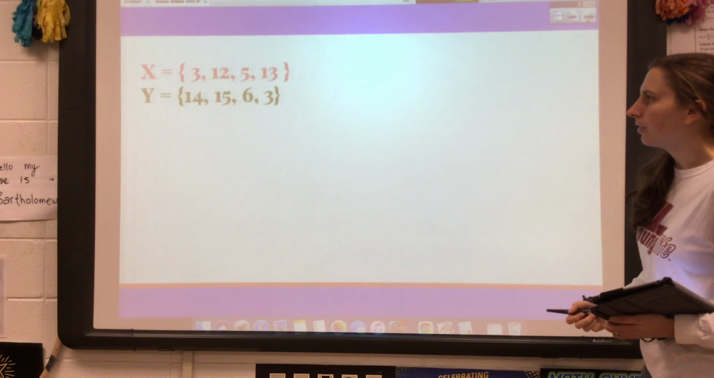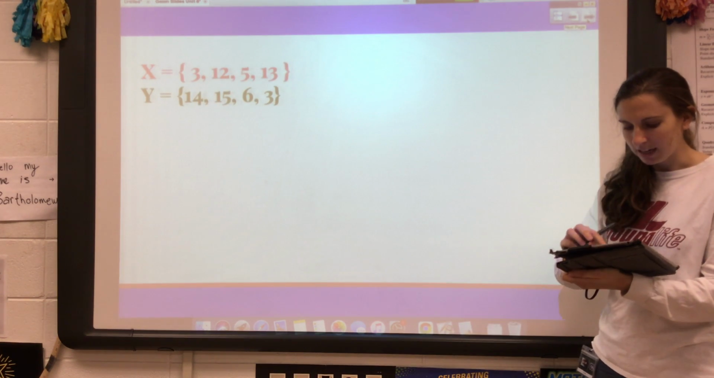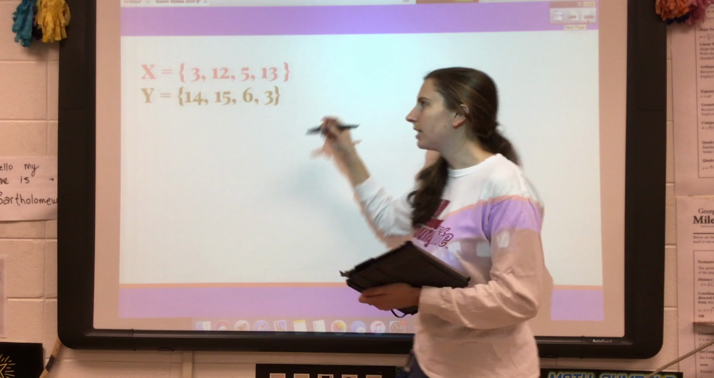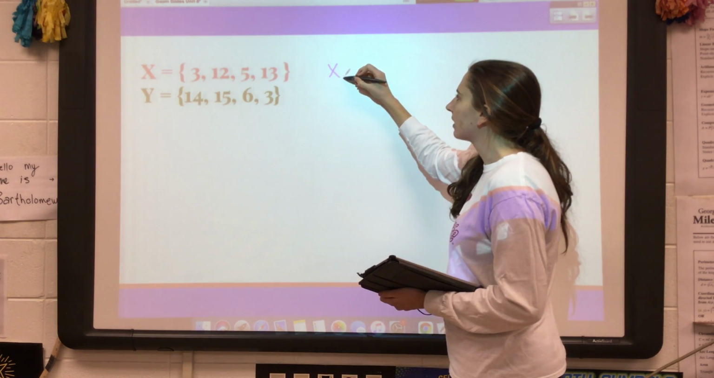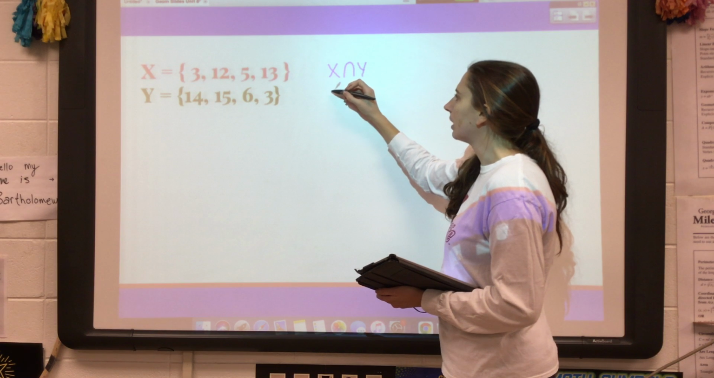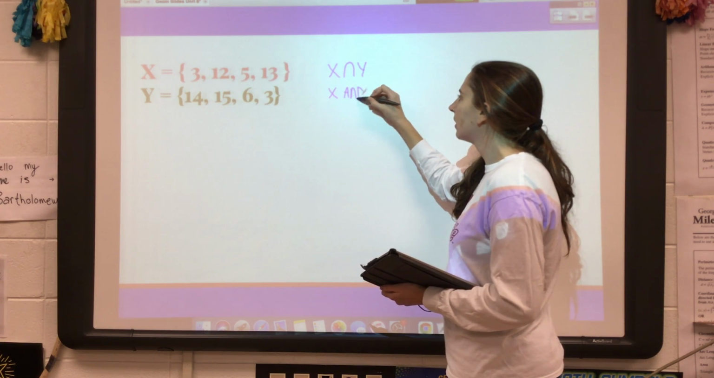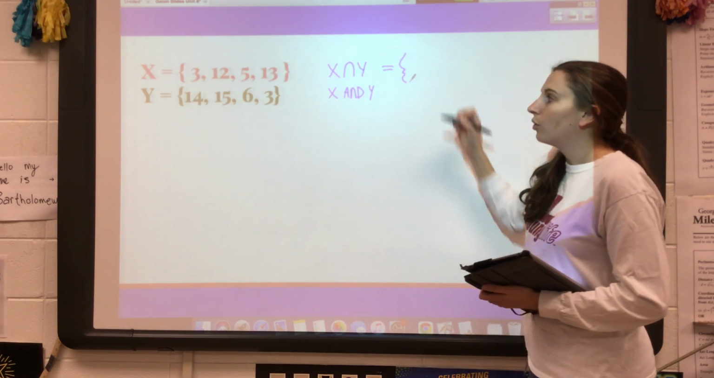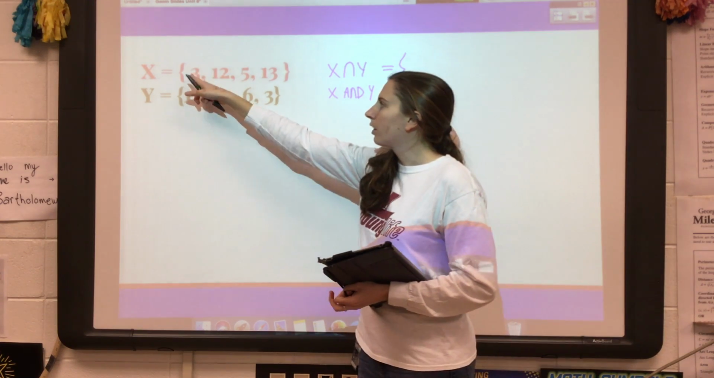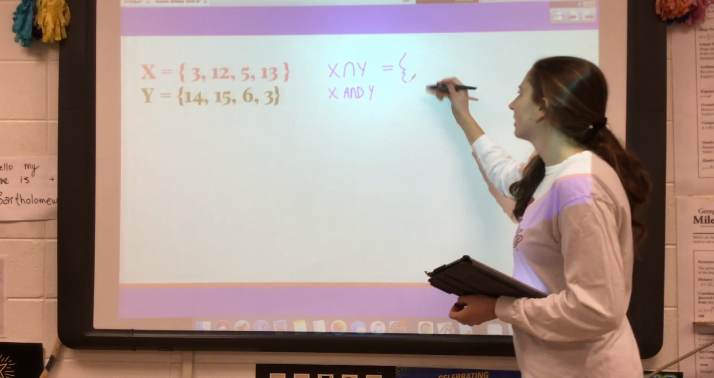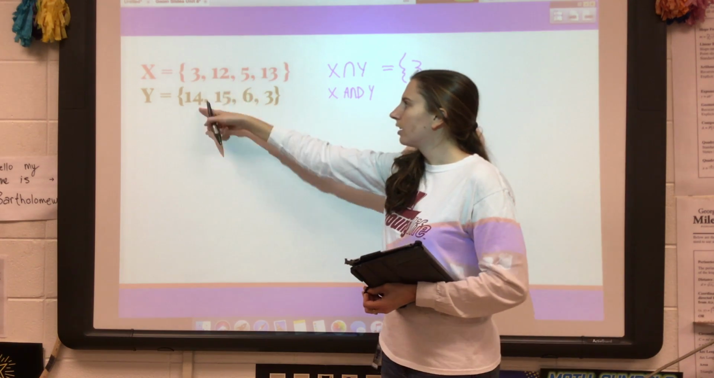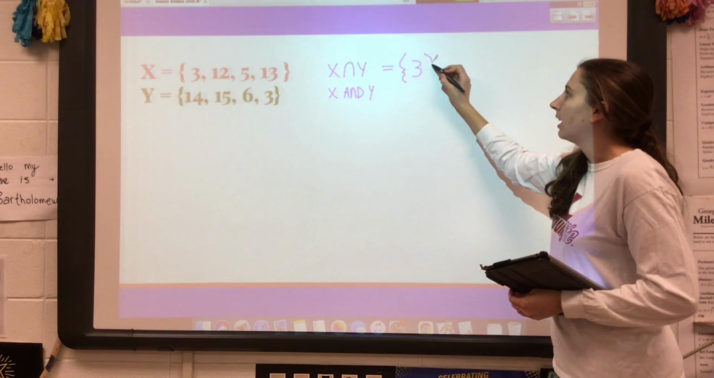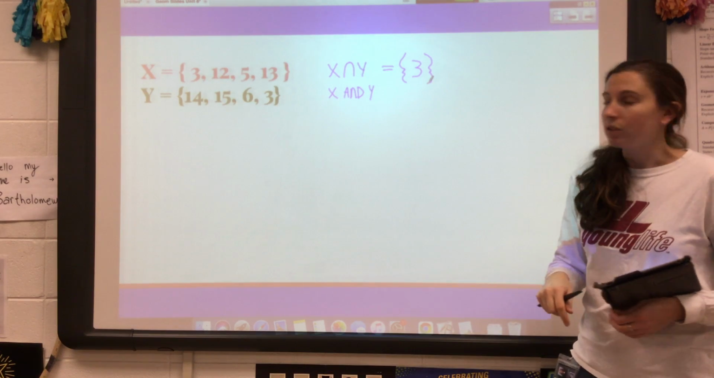Let's do one more example of this. This time let's do a set of numbers. We've got set X, which is these numbers, and set Y, which is these numbers. If I want to do X and Y, remember this means X and Y, either way, that equals wherever they overlap. So 3 is shared by both sets, but none of these other numbers are the same. So literally 3 is the only time they overlap.